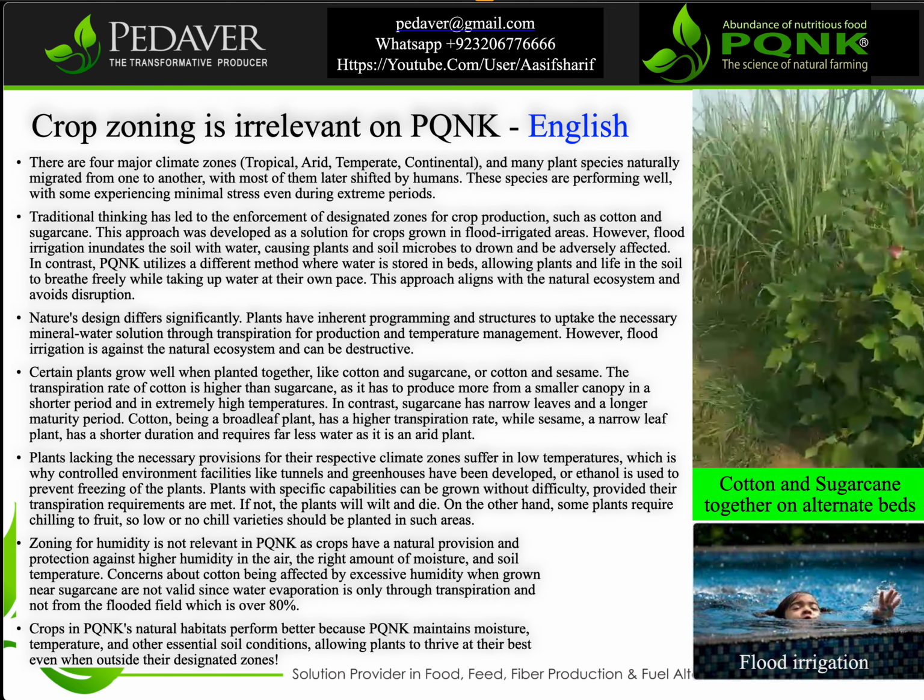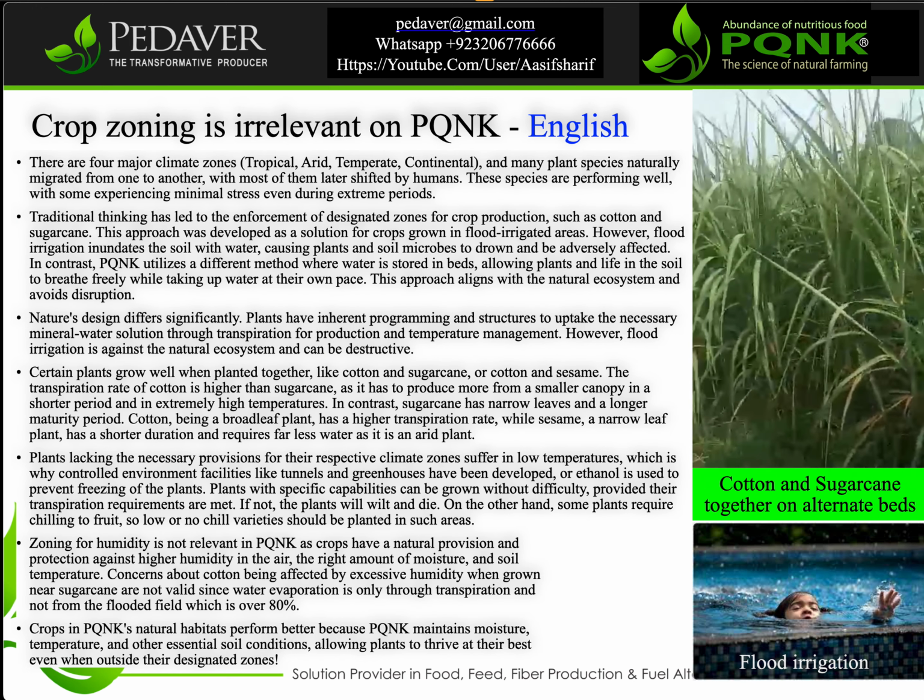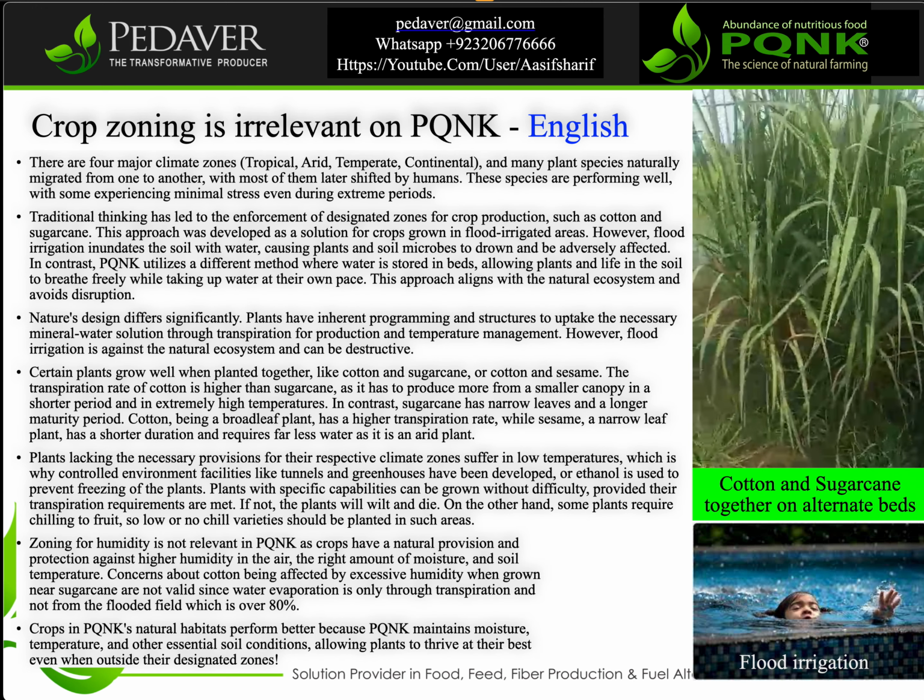Plants lacking the necessary provisions for their respective climate zones suffer in low temperatures, which is why controlled environment facilities like tunnels and greenhouses have been developed, or ethanol is used to prevent freezing of the plants. Plants with specific capabilities can be grown without difficulty, provided their transpiration requirements are met. If not, the plants will wilt and die. On the other hand, some plants require chilling to fruit, so low or no chill varieties should be planted in such areas.